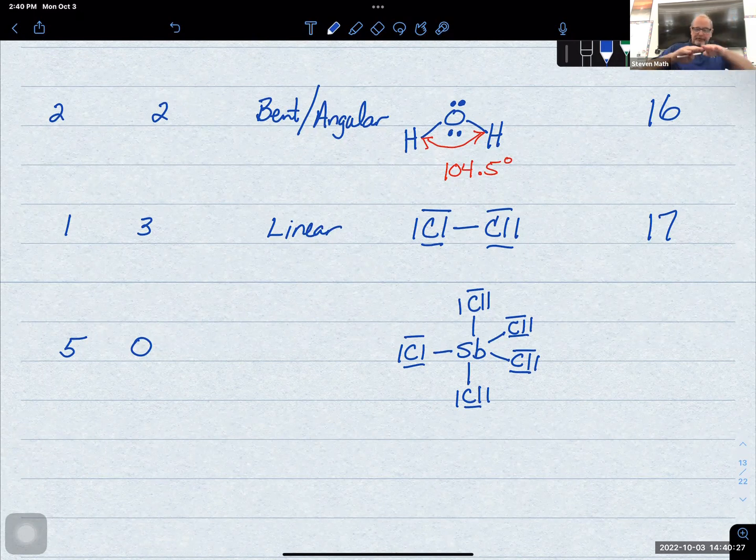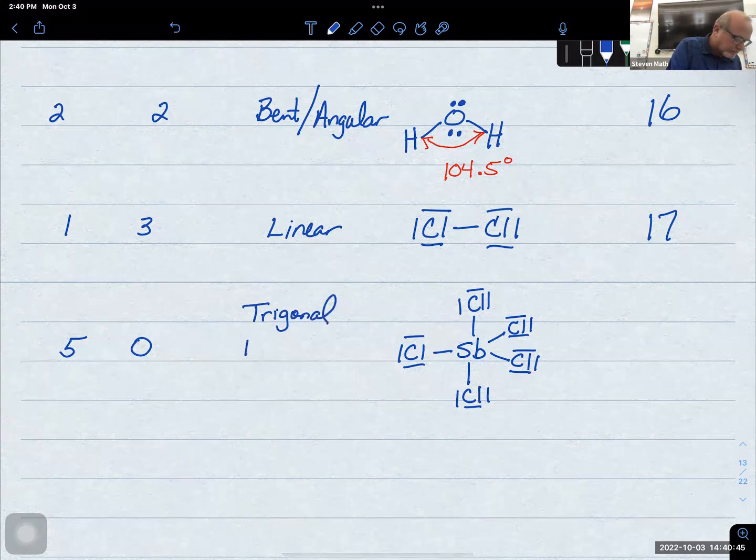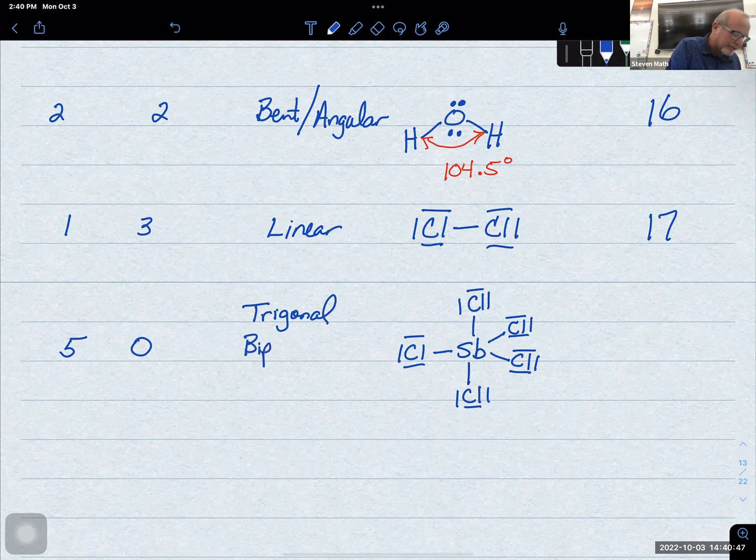This has a trigonal shape around the equator, but it's got a North Pole and a South Pole to it. So lo and behold, this is a trigonal bipyramidal. And this is going to happen in group 15, but it cannot happen in nitrogen. It has to be below nitrogen.